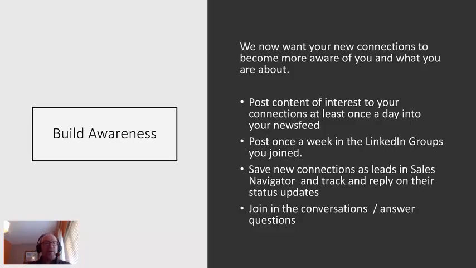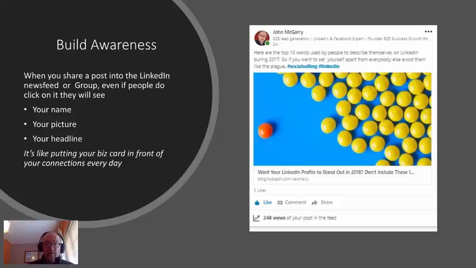When you share content into your news feed, LinkedIn will pass that out to your connections, and they'll get to see your content. So the rest of the strategy is based around a content sharing strategy. We'll cover this over the next few slides. When you share a piece of content, as you see here, we talked about the headline earlier on. This is a bit of content I shared from HubSpot a while ago into my news feed. The important thing to see is that what everybody sees is my name, my picture, and my headline. That's critical.